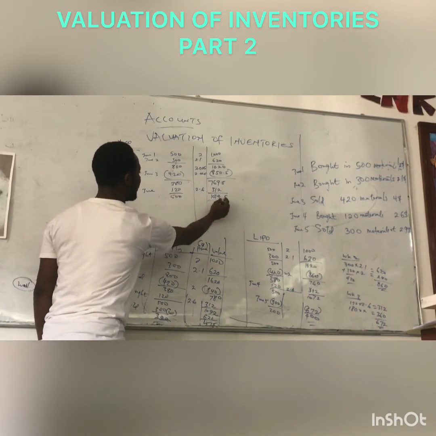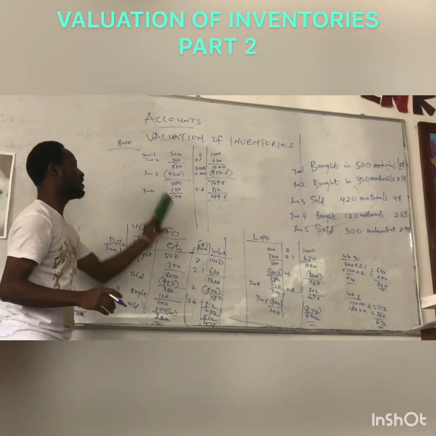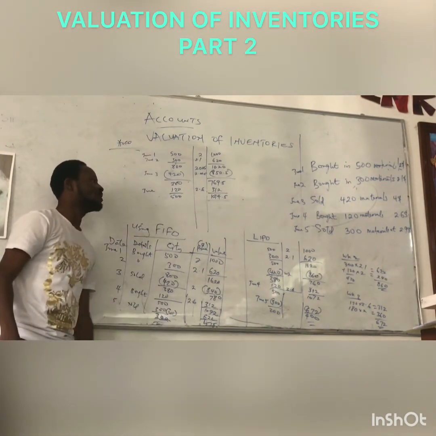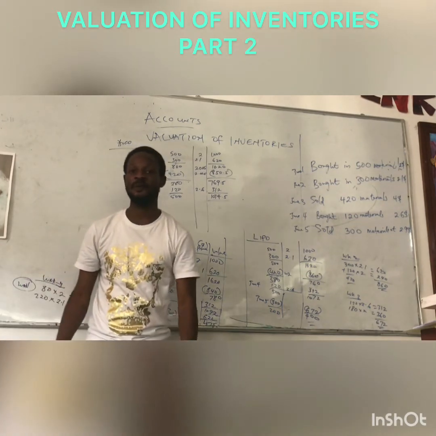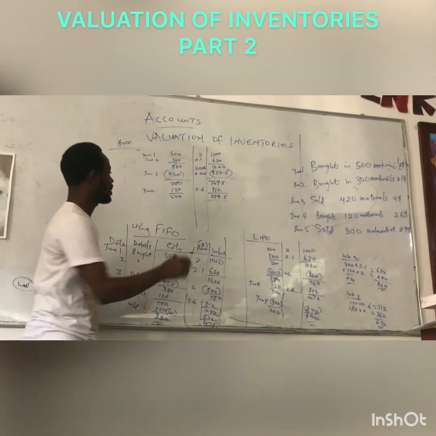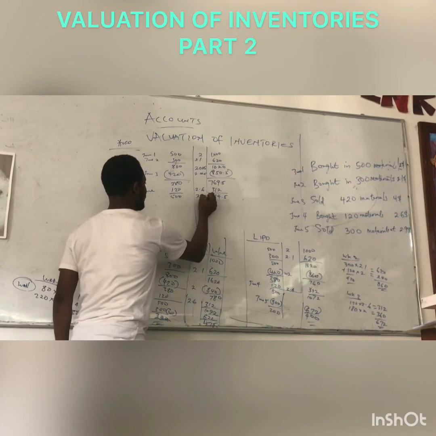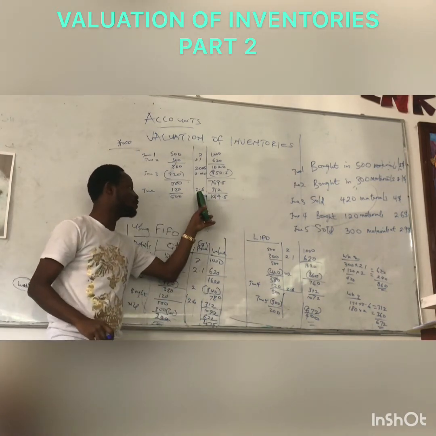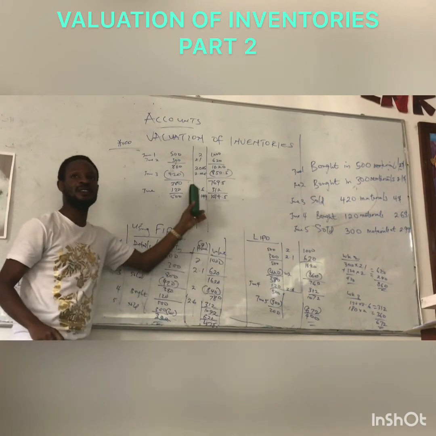So 1074.5 divided by 500 is 2.149. 2.149 is the average price. So anything that is to be sold next must be at this cost.